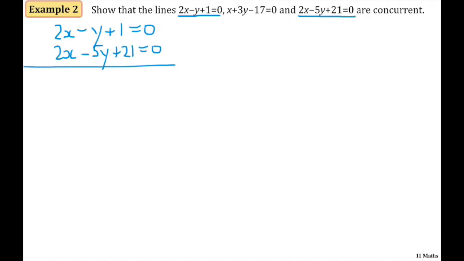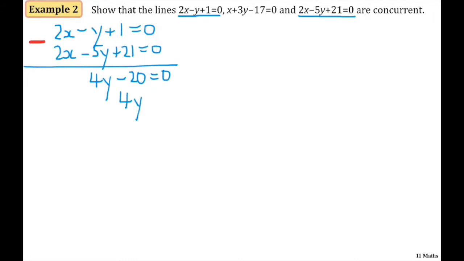And then I'll try solving using the elimination method. Now if I'm solving using the elimination method, the x's have the same values. When they're the same, we subtract. So now I can solve this question by going 2x minus 2x drops out, minus y minus minus 5y is minus y plus 5y, which gives me 4y. 1 minus 21 gives me minus 20. 0 minus 0 gives me 0.